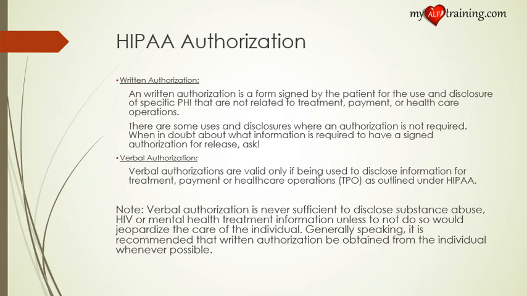HIPAA authorization. There's two types of authorization. One is written authorization. A written authorization is a form signed by the patient for the use and disclosure of specific PHI that are not related to treatment, payment, or healthcare operations. There are some uses and disclosures where an authorization is not required. When in doubt about what information is required to have a signed authorization for release, just ask.